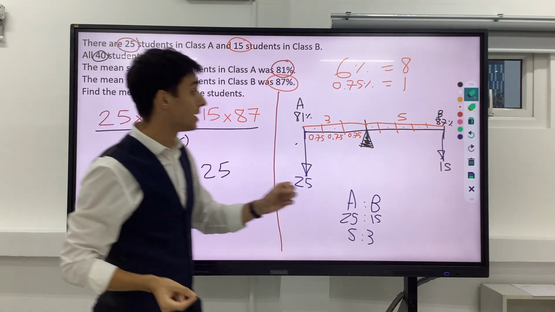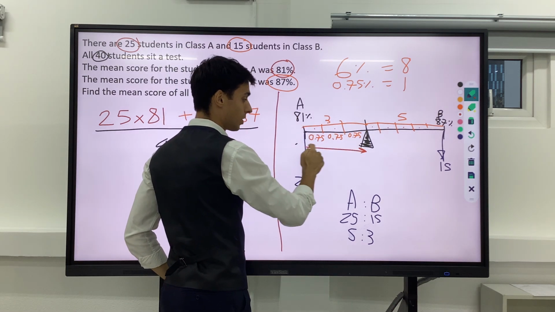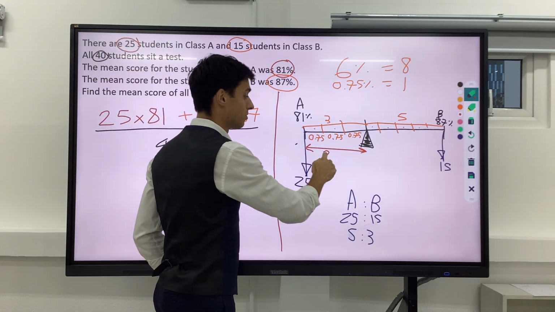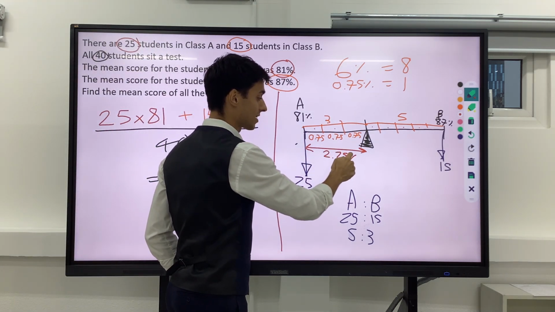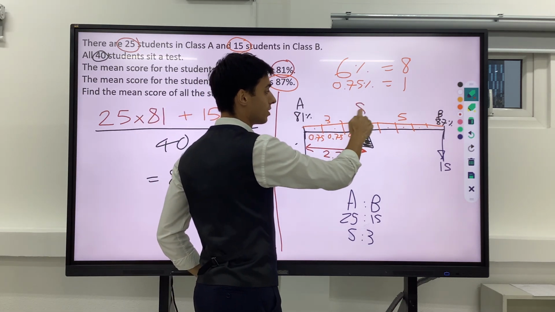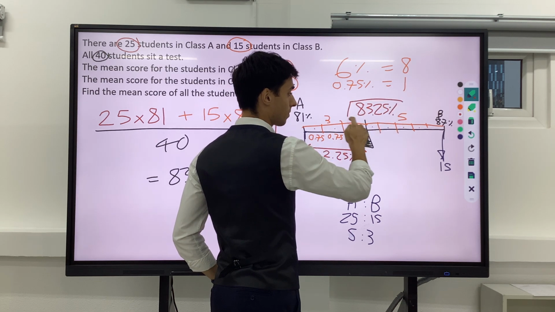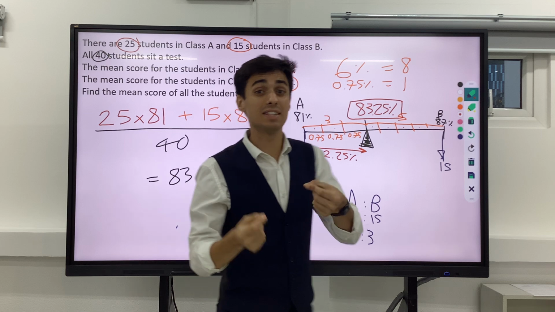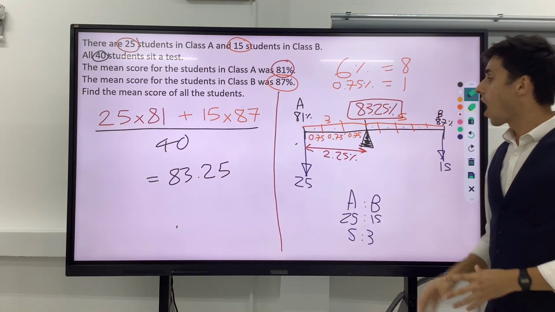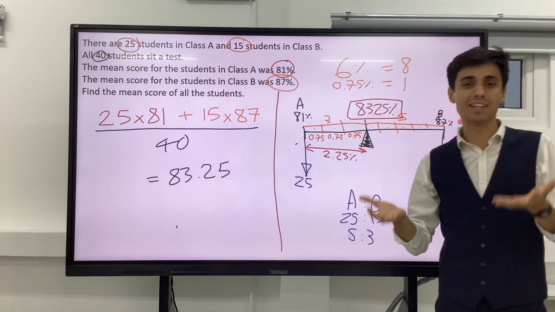If we want to find the mean then, we start at 81%. We've got 3 lots of 0.75. That gives you 2.25%. 81 plus 2.25 would give us 83.25%. That is the same as the other method, so we're definitely right. I think this encourages a more conceptual understanding of balancing means though.